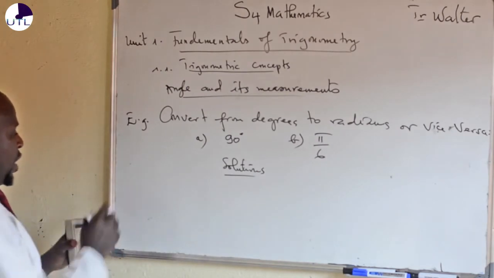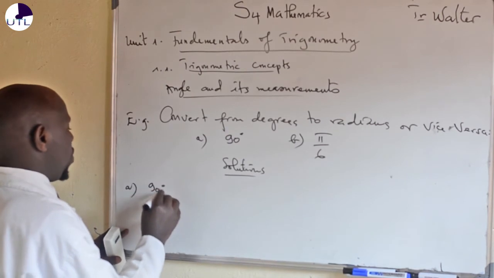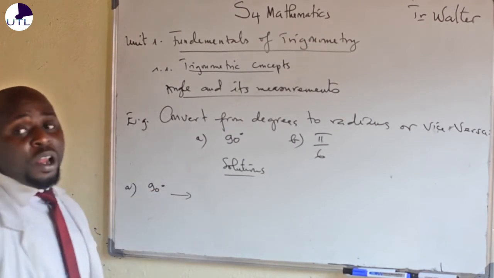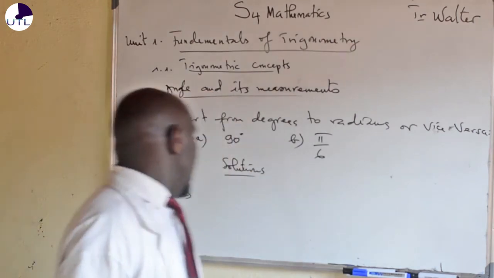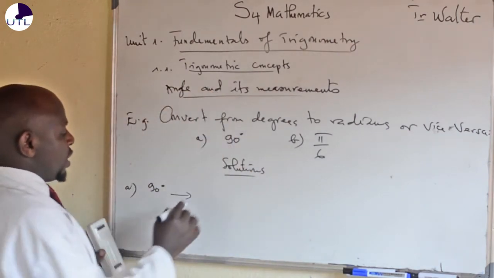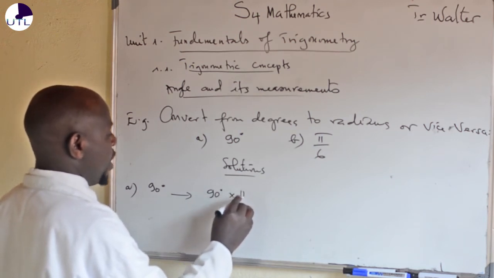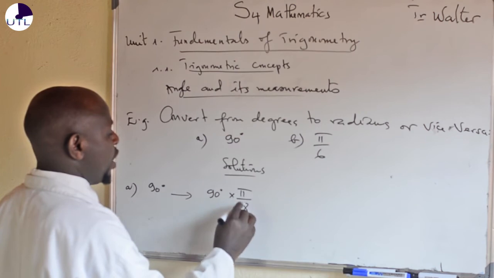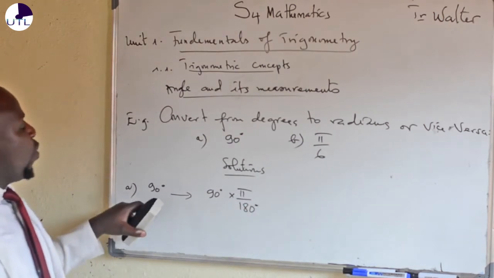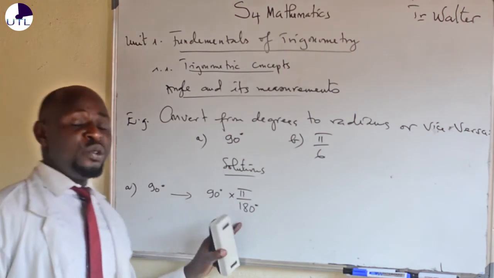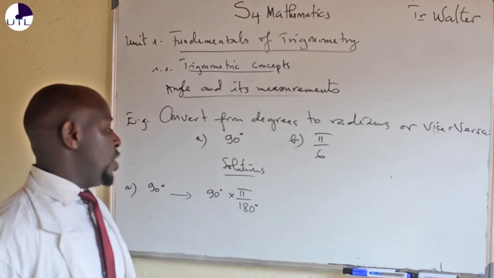So I want to see number A. Number A is 90 degrees. So we want to convert and see 90 degrees is equivalent to how many radians. So what do we do? We just take 90 degrees, we multiply by, ladies and gentlemen, pi over 180 degrees. Here we want to convert from degrees to radians. I have told you in my diagram that we shall multiply by pi over 180 degrees.